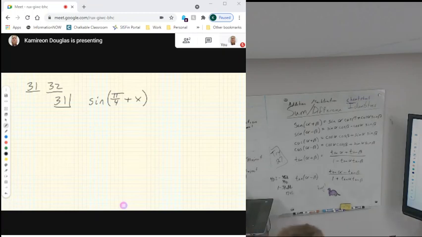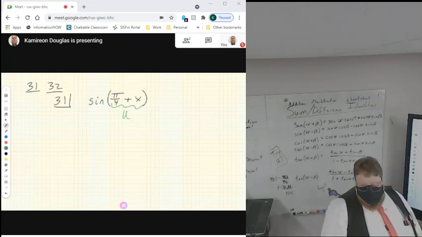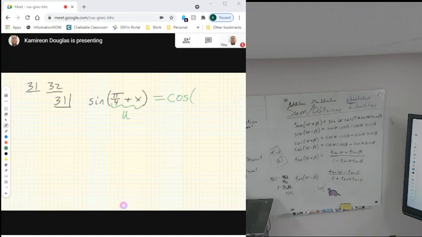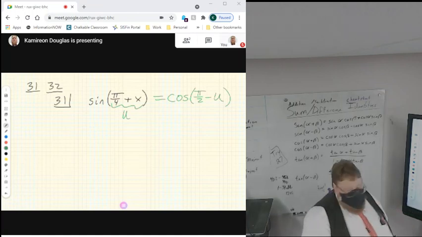Let's take a note. I will remind myself that I take everything inside and think of it like another variable: U, V, W, Y, whatever you want it to be, theta, T. Think of it as one object. According to my cofunction rules, the sine function is equal to cosine of pi over 2 minus that function. This is one of our cofunction rules.